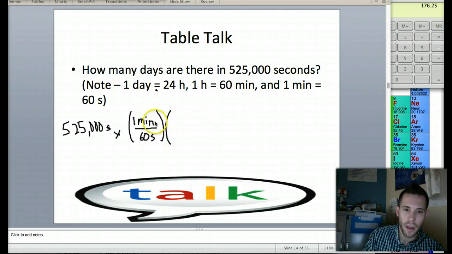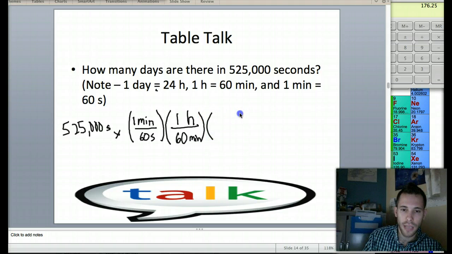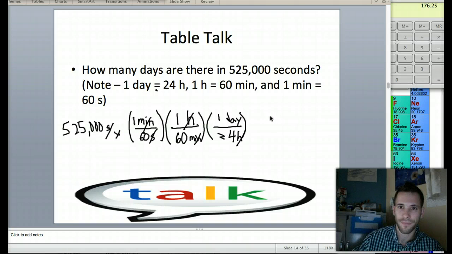But I need to keep going, right? I don't want minutes. What I want? Days. Well, I don't know how many minutes there are in a day, but I know how many minutes there are in an hour. So I'm going to take 1 hour and give myself 60 minutes. And I now see that minutes are going to cancel out. And now let's go to days. I know that there are, in every 1 day, there are how many hours? That's right, 24 hours. So seconds cancel out, minutes cancel out, hours cancel out, and you get your answer.